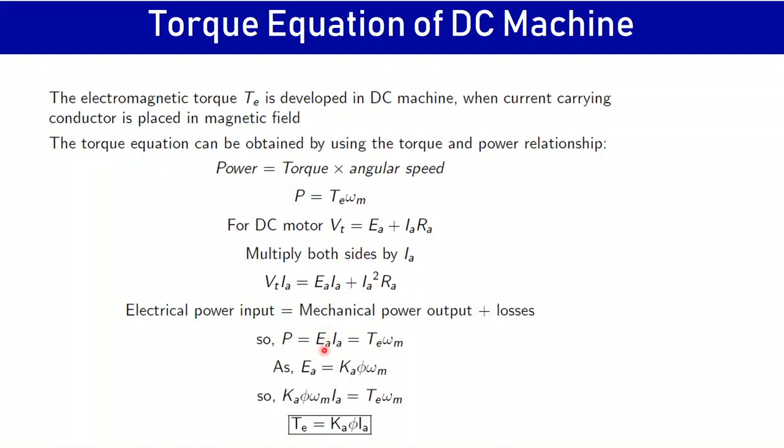So this EaIa is the power which gets converted into mechanical power. So we are writing P is equal to EaIa, and assuming the mechanical losses to be negligible here, that should be equal to Te into omega m. Now since we had obtained the armature EMF in terms of the flux and the angular speed omega m, we write Ka phi omega m Ia should be equal to Te into omega m. So what we see here is that the electromagnetic torque is directly proportional to the magnetic flux inside the air gap and the armature current. This is an important result.